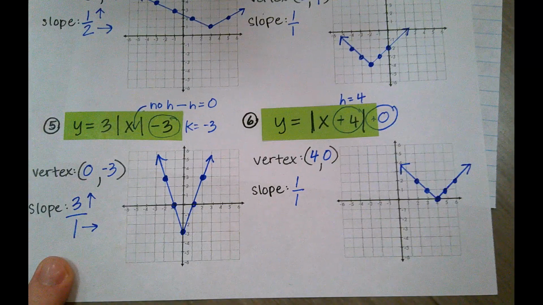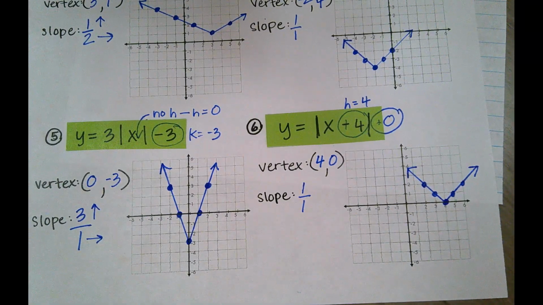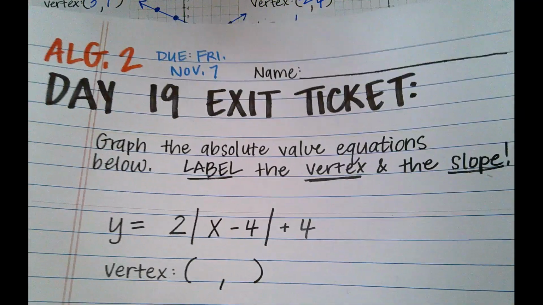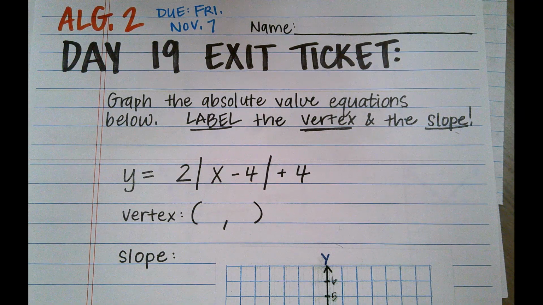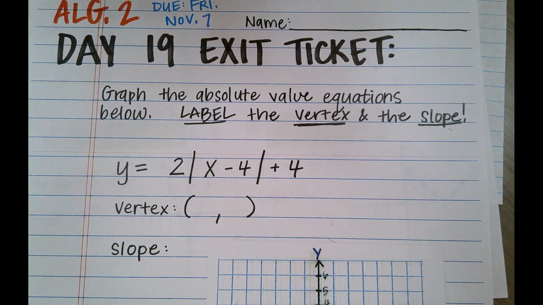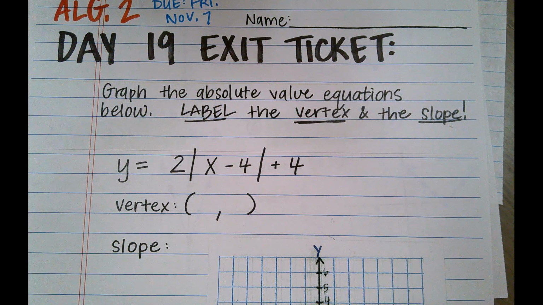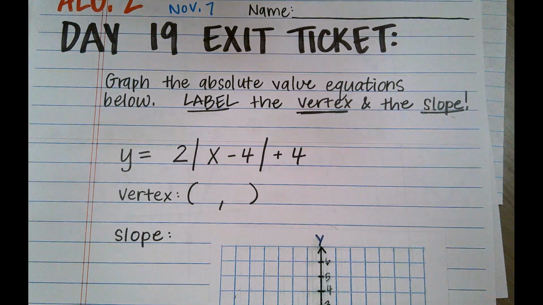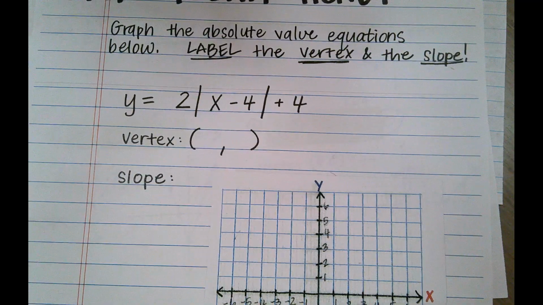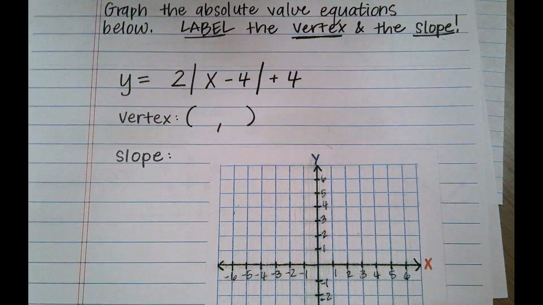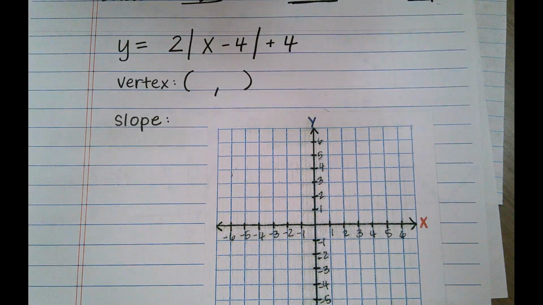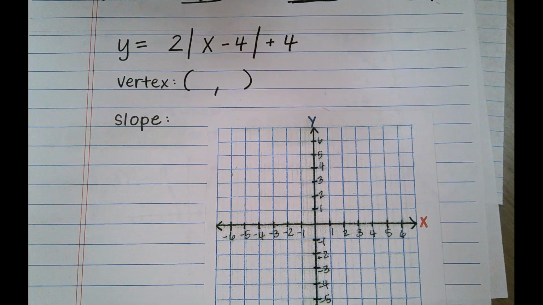Okay, so that is it today. I have given all of you your exit ticket. It should be on your table already. It looks like this, your day 19 exit ticket. You will graph the absolute value equations below. I actually only gave you one of them. Label your vertex and your slope. I gave you a spot for that. When you finish, you are free to go.